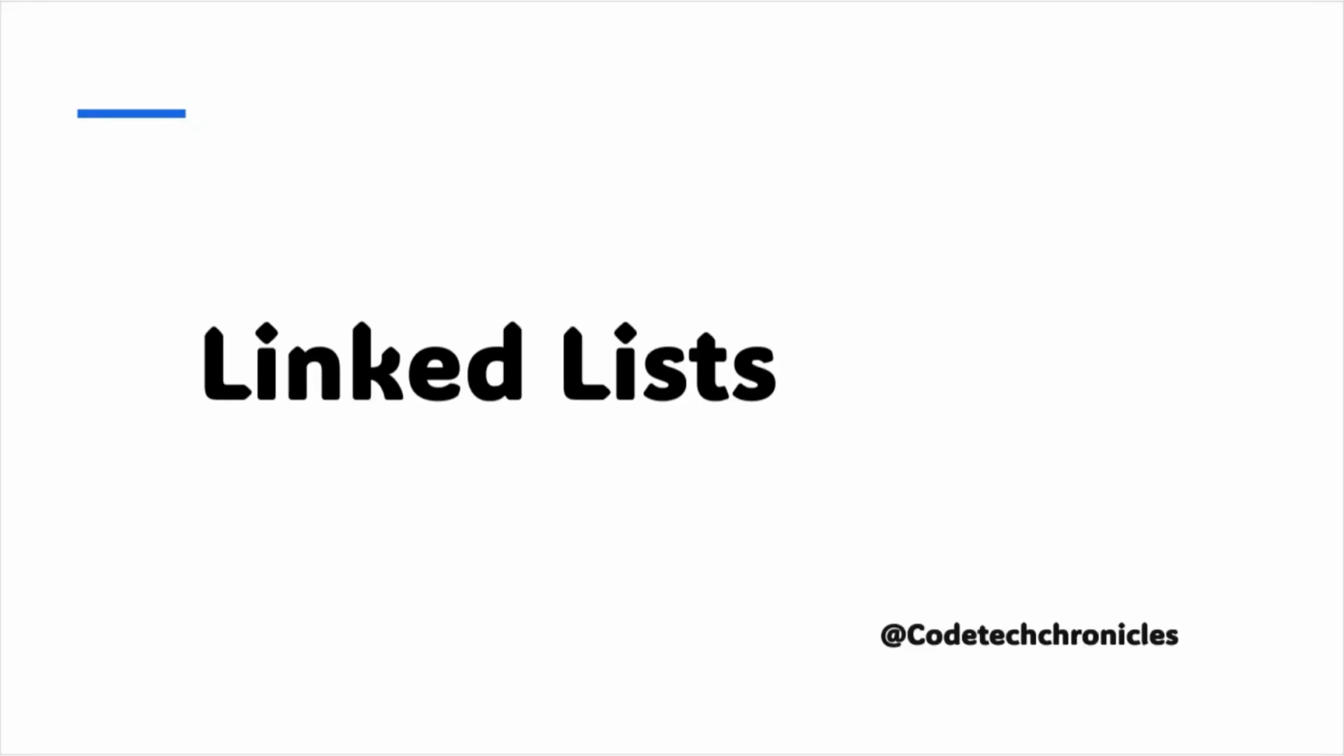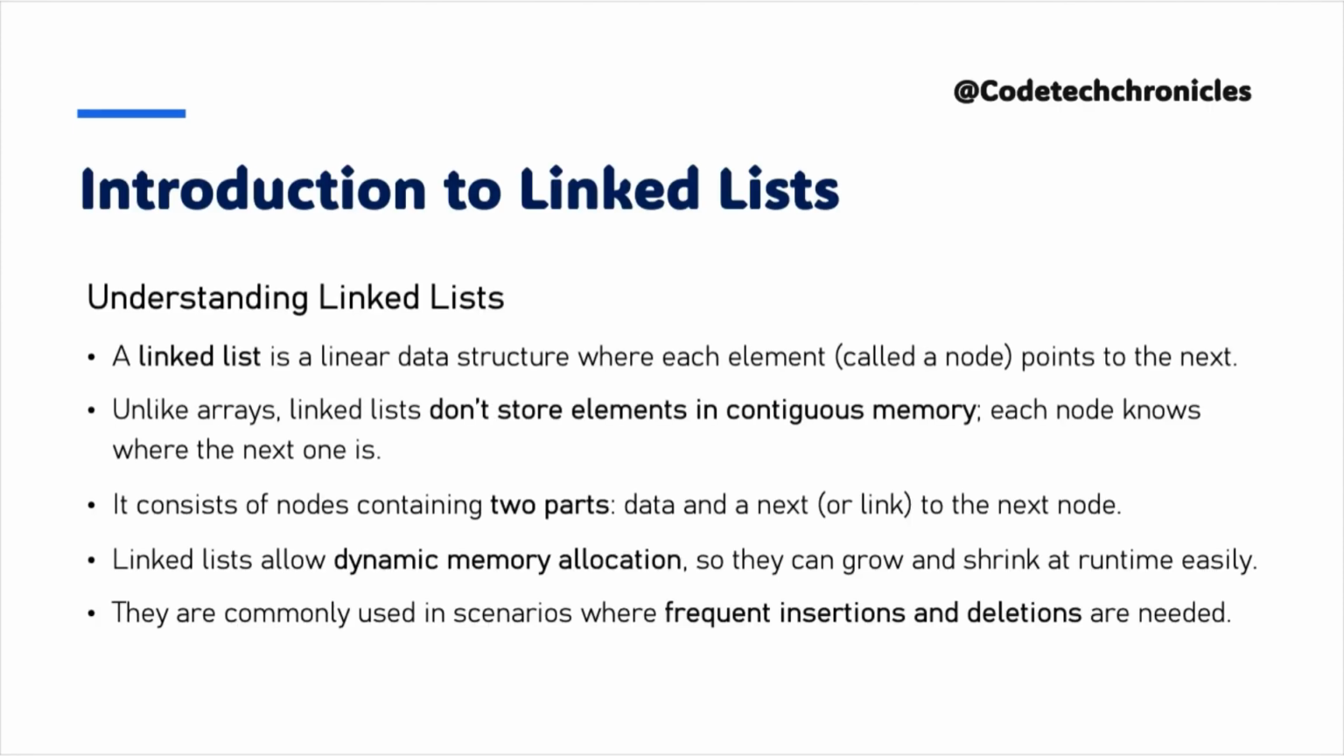Linked lists are everywhere, from how operating systems manage memory to how your music player tracks songs. Like arrays, linked lists don't rely on continuous memory. Instead, each element, called a node, holds two things: data and a link to the next node. This structure allows them to grow and shrink at runtime, making them perfect for applications with frequent insertions and deletions.